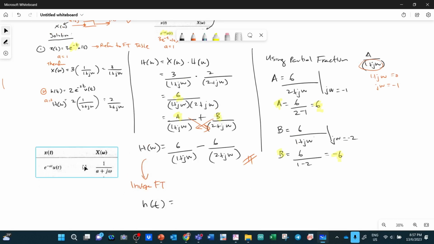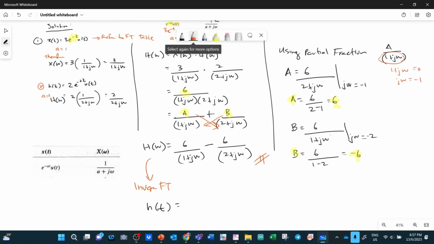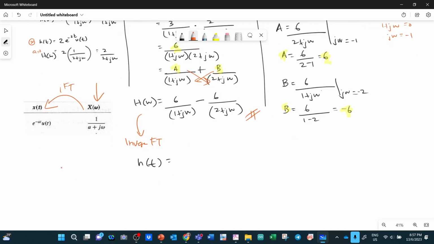So right now, what you have here is X omega in the frequency domain, so you are going to inverse it back using the inverse Fourier transform. You have it in this form, 1 over A plus J omega. Just take out 6, since this equation is left with 1. Let's say I take out 6, 1 over 1 plus J omega minus 1 over 2 plus J omega. Is it clearer? It's going to look like this table. So you have 6 in brackets.